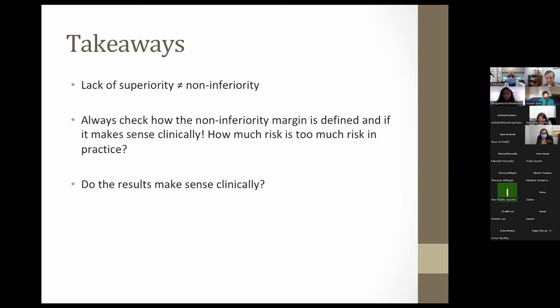For instance, in this example we looked at, the overall endpoint was non-inferior, but then if your prevention of ischemic stroke is non-inferior, does it make sense clinically at all? So you always have to keep this in mind when looking at a non-inferiority trial. Don't just take the results on face value.